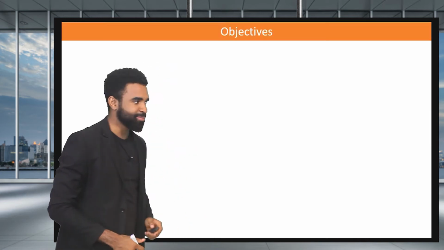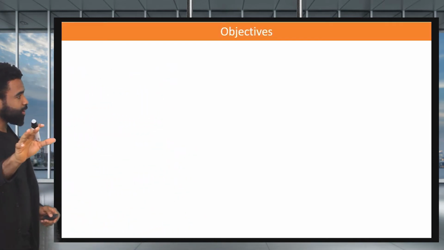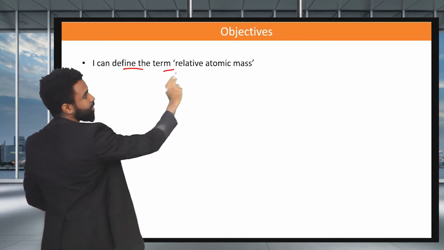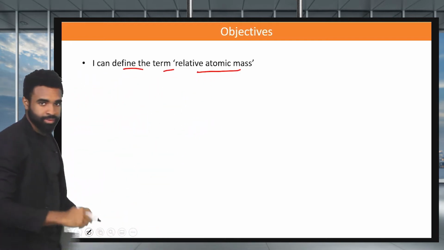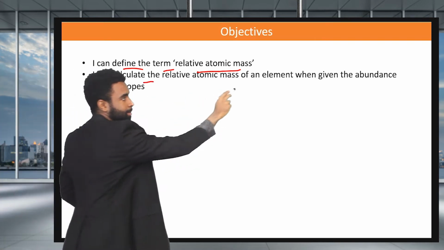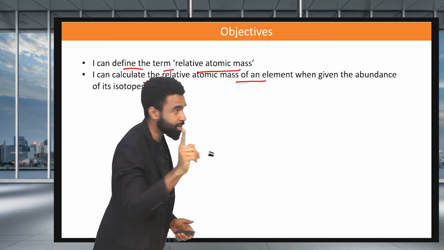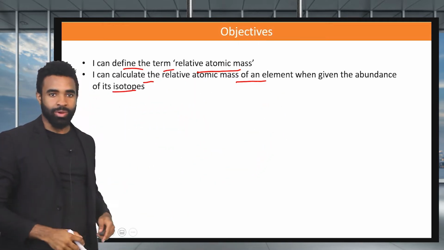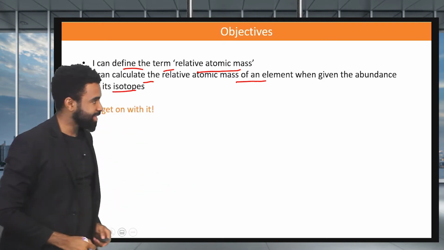Hello, welcome. By the end of this video, you should be able to, firstly, define the term relative atomic mass, very simple. Secondly, calculate the relative atomic mass of an element when given the abundance of its isotopes. Hopefully by now you know what isotopes are. So let's get started.